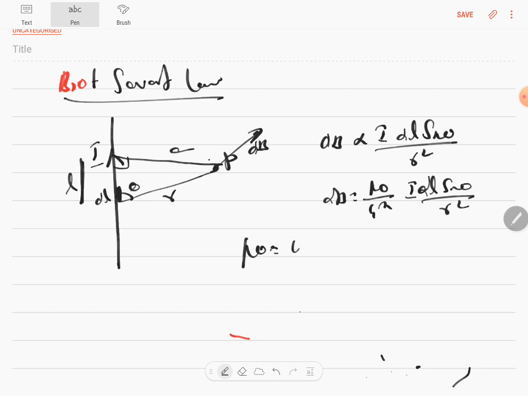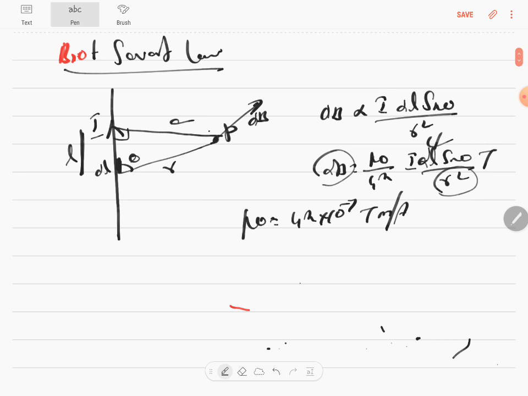The permeability is 4 pi into 10 to the power minus 7. The SI unit of dB itself is Tesla. Therefore, Tesla meter per ampere. You can imagine it's meter square and there's meter and dl, and they'll get cancelled. So mu naught is 4 pi into 10 to the power minus 7. And substitute that value here. The 4 pi get cancelled and will become 10 to the power minus 7.